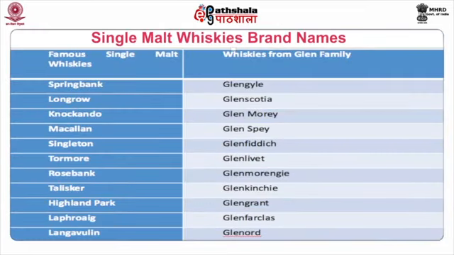Now we discuss single malt whiskies. The important brands following are the world-famous single malt whiskies, along with single malts from Glen family distilleries. The famous single malt whiskies from the Glen family are Springbank, Glengyle, Longrow, Glen Scotia, Knockando, Glenmorangie, Macallan, Glenspey, Singleton, Glenfiddich, Tormore, Glenlivet, Rosebank, Glenmorangie, Talisker, Glenkinchie, Highland Park, Glengrant, Laphroaig, Glenfarclas and Linkwood, Glennord.